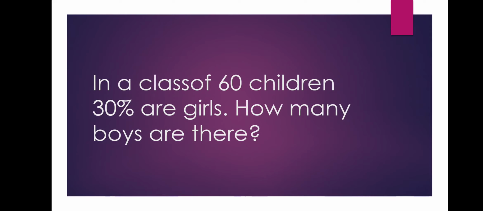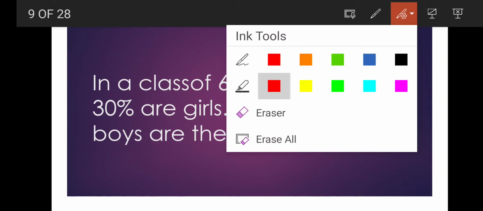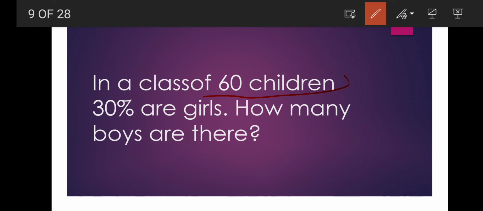Now next question is, in a class of 60 children, 30% are girls. How many boys are there? Clear? The total number of children is what here? Total number of children is 60, and out of 60 children, 30% are girls. How many boys are there? If we find the exact number of girls, then we will subtract it from 60 and we'll get the number of boys.